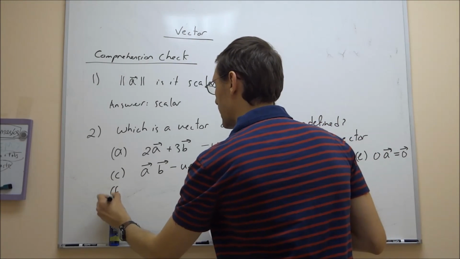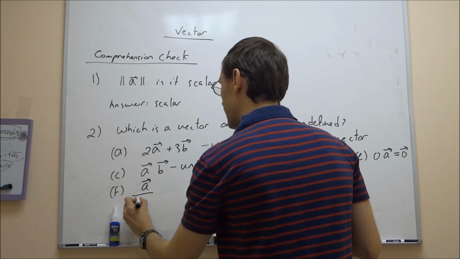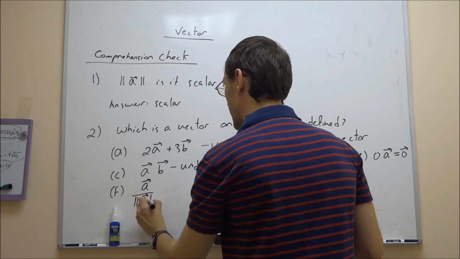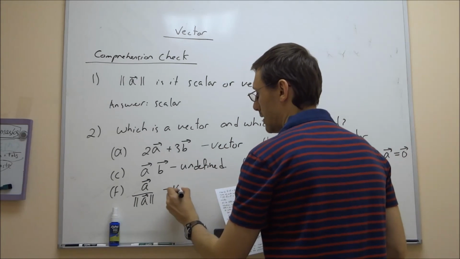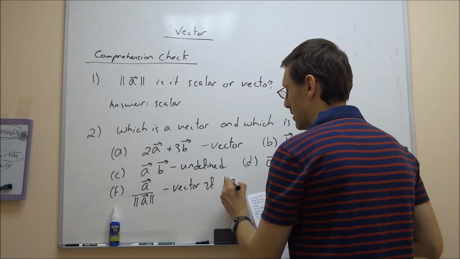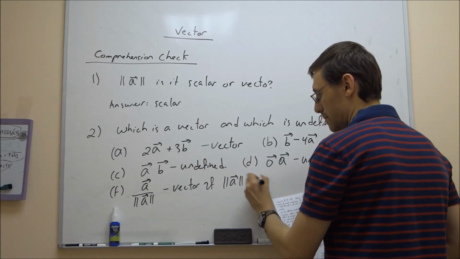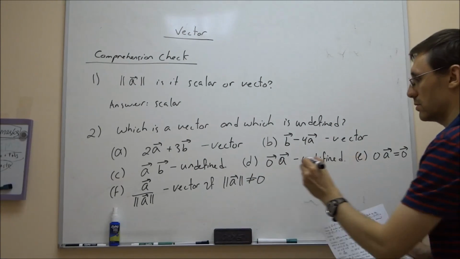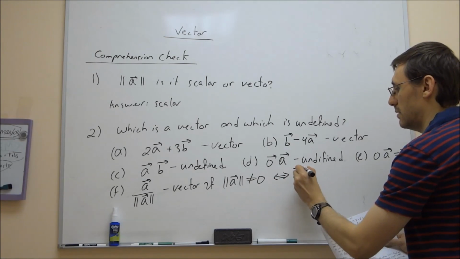So we have the vector F. If we take A divided by the magnitude of A, this is a vector if the vector itself is not 0. So if the magnitude is not 0, that is the same way as saying the vector A is not 0.